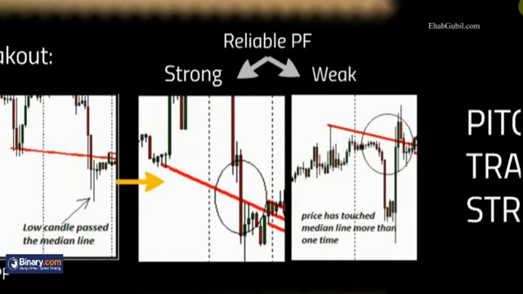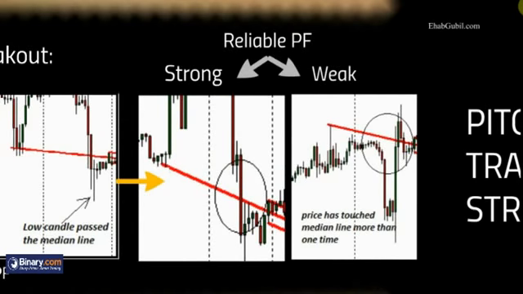So now, reliable PF lines. After we have understood the breakout of the median line of the PF, we will call any median line that has a breakout a reliable line. There are two types of reliable lines, a strong reliable line and a weak reliable line. A strong reliable line has a direct breakout, meaning price action touches the median line only one time. If it touches the median line more than once, it would be a weak reliable line. It is more common.